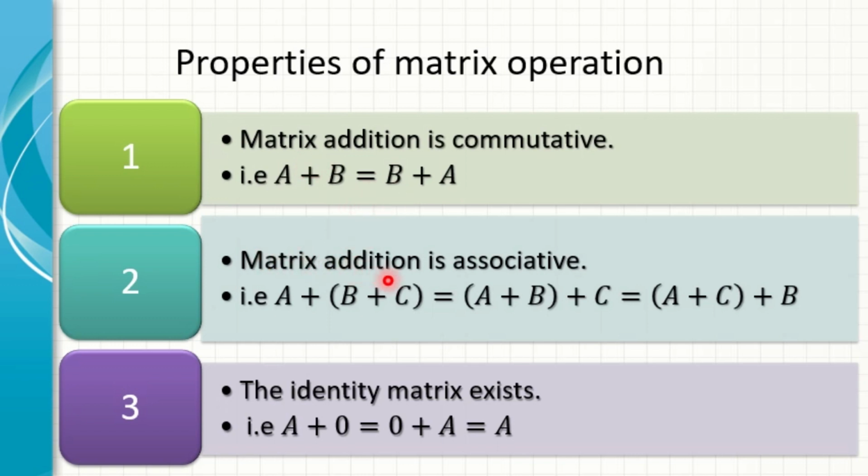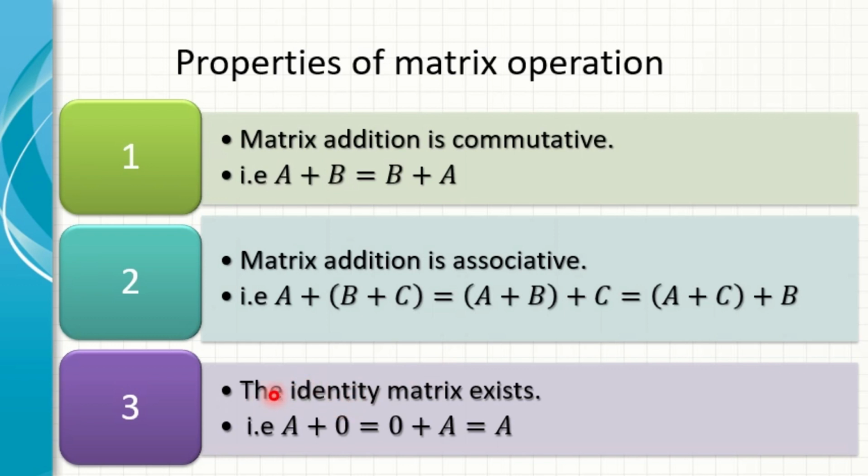Matrix addition also is associative. That is from three matrices A, B, and C. If you add matrix B and C, then you come and add matrix A later, it will be the same as just adding matrix A and B, and then you add C later, or adding matrix A and C, and then you add B later. That shows us that it's associative. You can interchange for matrix addition. For subtraction, it cannot be done that way. It will give you different answers.